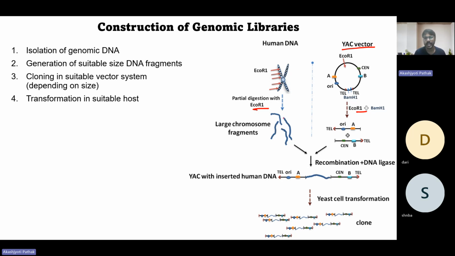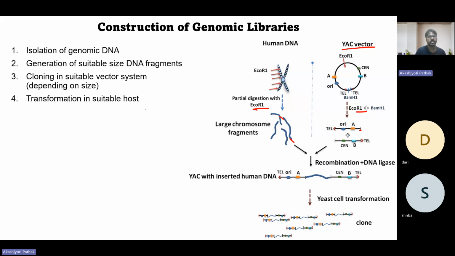Because the DNA fragment that you are getting by digesting with EcoR1 will have these EcoR1 sticky ends at both its ends. So one of these ends can join with this EcoR1 sequence which is present in this fragment, and the other gets ligated to the other EcoR1 site which is present in the vector.